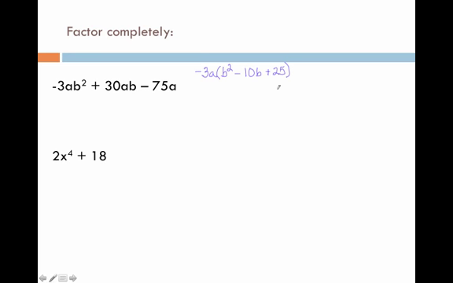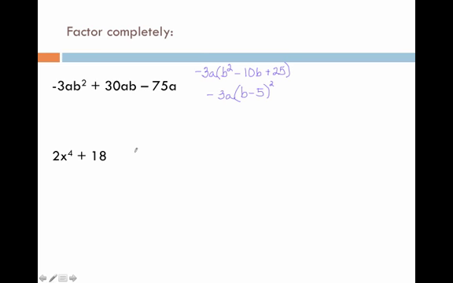Okay, so I've taken out my greatest common factor, and now I look to see that I actually have a perfect square trinomial, because the square root of b squared is b and my 5, 5b, if I double that, will give me that 10b term. So I know that I'm looking for a perfect square trinomial, then that's going to factor to b minus 5 times b minus 5, or b minus 5 squared, and then my greatest common factor, and we are now fully factored.